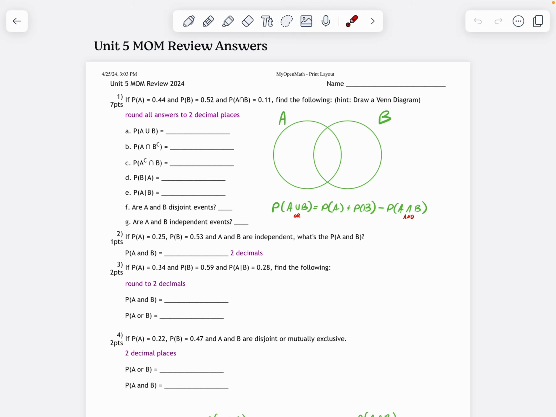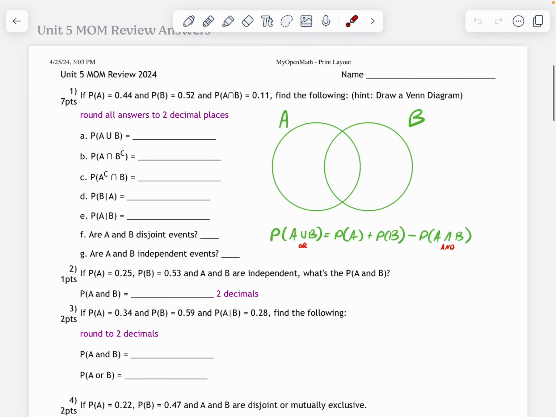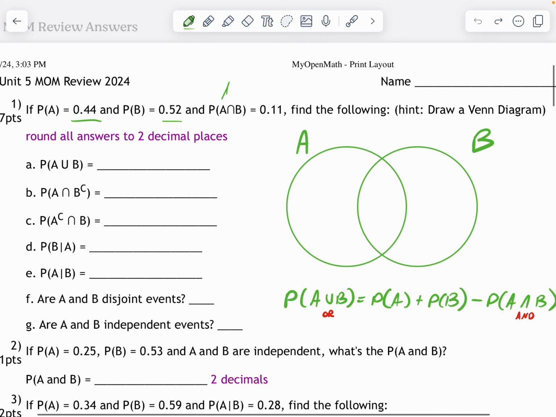if you haven't yet, draw your Venn diagram. It's going to be very, very helpful. And then fill it in. The probability that A happens is 44, B is 52, A and B, and this is the middle, is 11%.